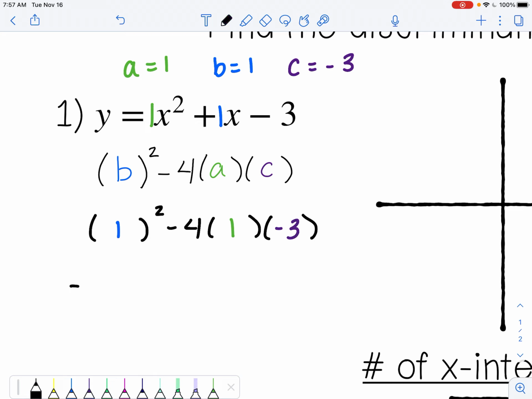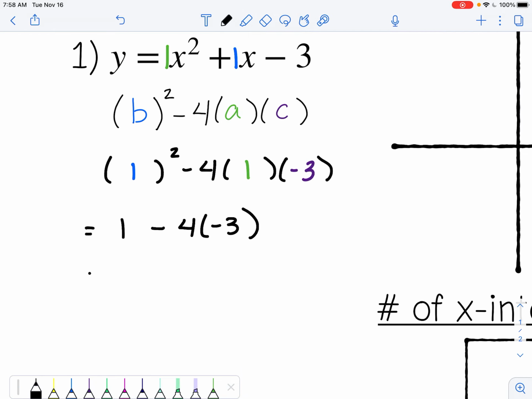I'm going to do this by hand, but you can also type it into a calculator. So 1 squared is equal to 1. 4 times 1 is 4, and then 4 times negative 3 is positive 12, because a negative times a negative is positive. So 1 plus 12, my discriminant is going to be equal to 13.